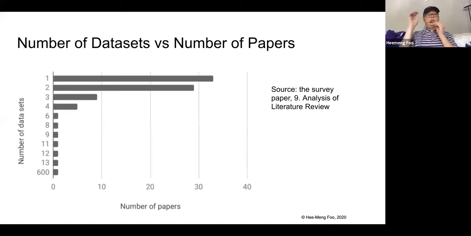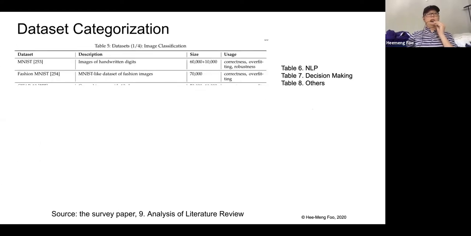So this is another chart that you'll find in the paper. It shows the number of data sets against the number of papers they were found in, which I thought was interesting. First of all, as with most research papers, most of them will have just one data set or maybe two. But what was interesting was that one or a few of them had 600 data sets for whatever reason.